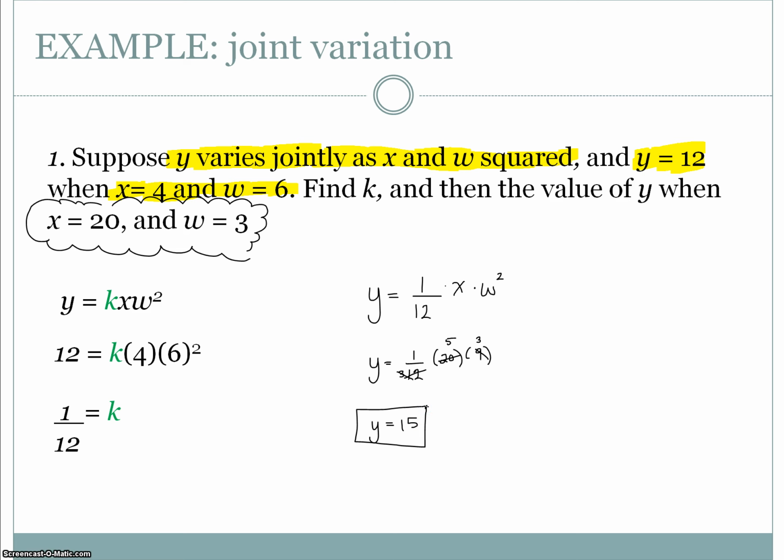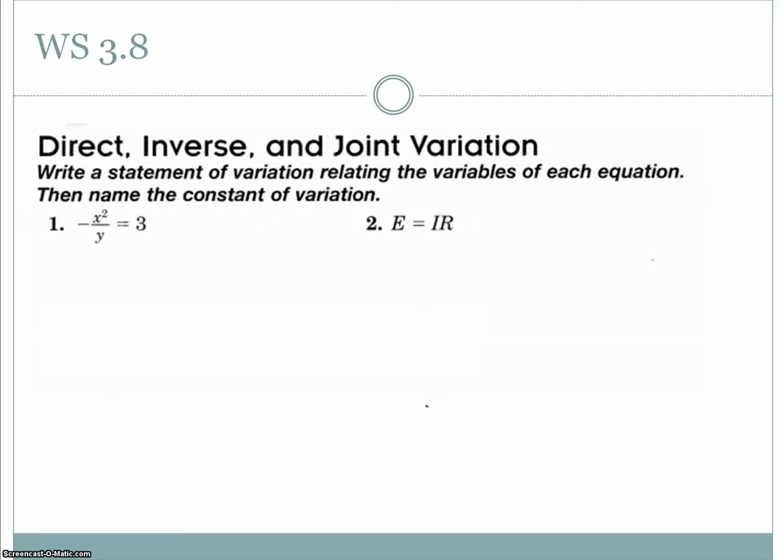So we've looked at 3 types of variation: direct variation, inverse variation, and joint variation. They each have their own kind of individual equation or setup that you're going to need to be familiar with, and then you're also going to need to be able to solve word problems involving these 3 types of variation. So I'm going to ask now that you spend a couple of minutes working through some practice problems, and namely you'll be working on worksheet 3.8.